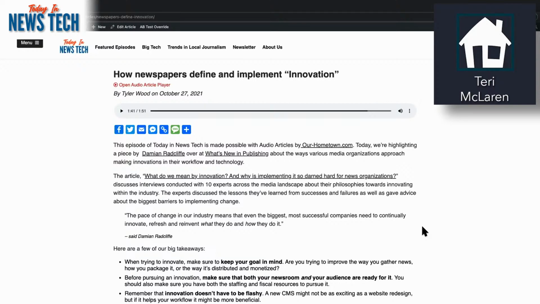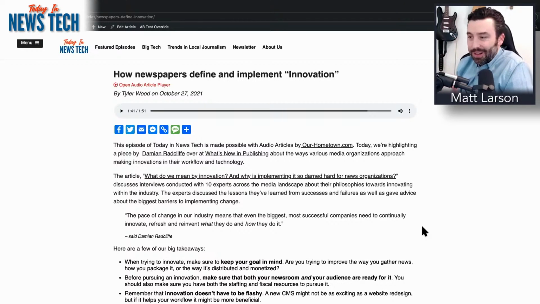I love that second point. Before pursuing an innovation, make sure both your newsroom and your audience are ready for it. I would also add to that, don't underestimate your newsroom and your audience, because they may be more ready than you realize. This is good. Yes. Thank you for bringing us back to this.